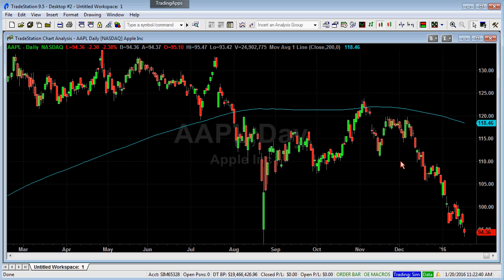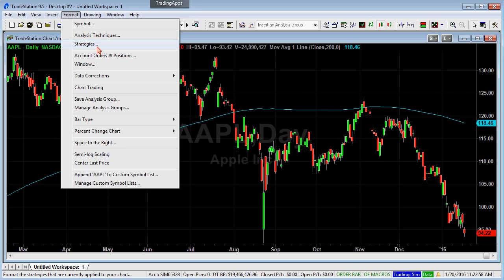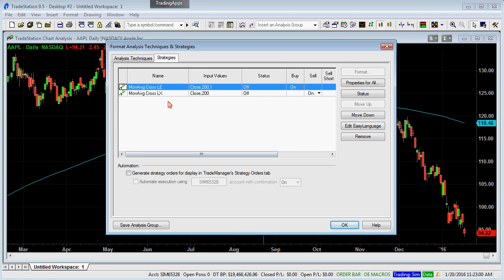If you give it a parameter that is above 50, like in this case, we're using 200, you're going to get this error because you're using more than what is allowed for the strategy. How do we fix that? Well, I know the strategies are in there because I put them in there. They're just turned off. I'm going to come here to Format Strategies. I see the strategies there. I see that the status is turned off. I see the input values is 200.